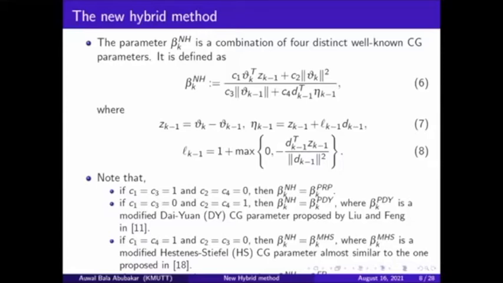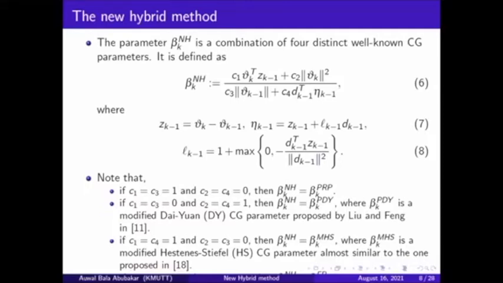Now, if you take C1 equal to C3 equals 1, and you take C2 equal to C4 equals 0, this beta k nh will go back to beta k PRP. So beta k PRP is a special case. If we take C1 equal to C3 equals 0, and C2 equal to C4 equals 1, then beta k nh will become equal to beta k PDY, where beta k PDY is a modified DY CG parameter proposed by Liu and Feng, which is among the papers I mentioned in the motivation.